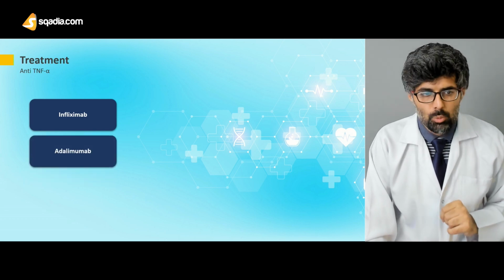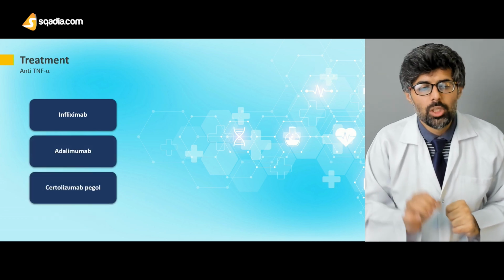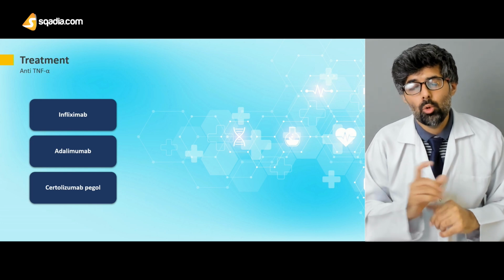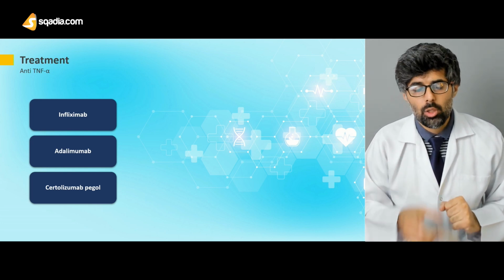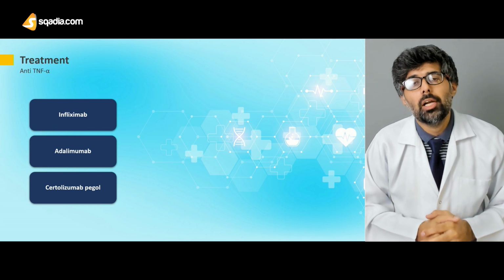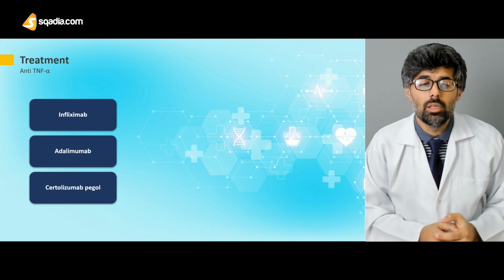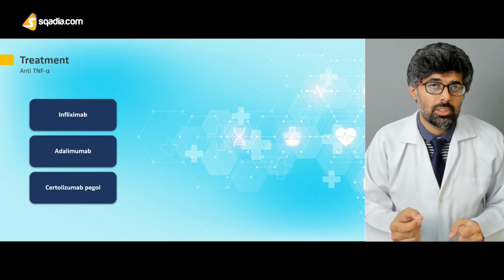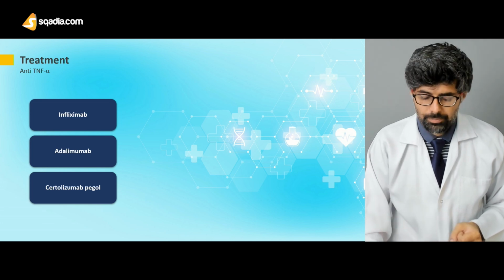Now, as for the treatment, the only treatment that works better in enteropathic spondyloarthritis is the anti-TNF alpha treatment, and they can include infliximab, adalimumab, and certolizumab pegol monoclonal antibodies. Now, the first two are monoclonal antibodies, while the last one is a humanized monoclonal antibody.